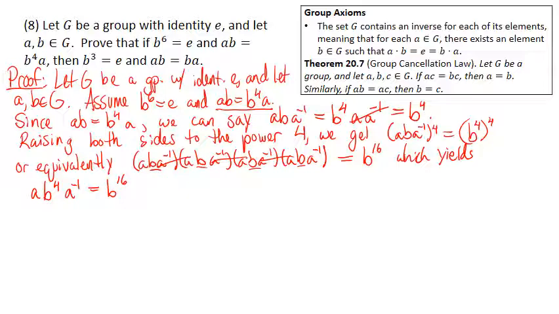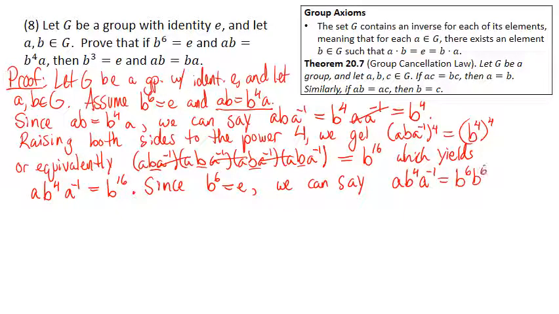Okay, so now at this point is where I'm going to use the fact that b to the 6th equals e. So since b to the 6th equals e, we can say, so let me do it like this. So a, b to the 4th, a inverse. So I'm going to write b to the 16th as b to the 6th, b to the 6th, b to the 4th, because those add up to 16. So I can say that that equals b to the 6th times e, which is just b to the 6th.